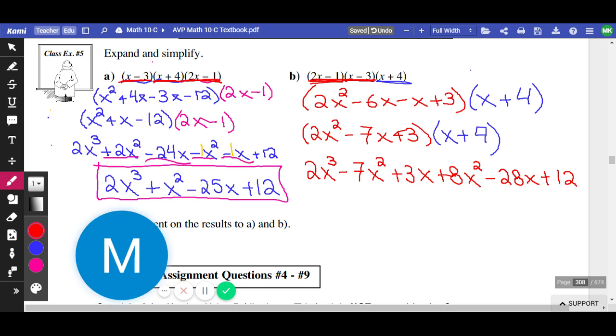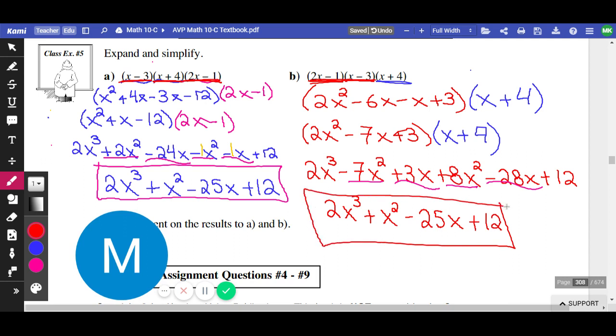However, I do have some like terms here. Right? I have x squareds that need to go together, and I have x's that need to go together. When I combine those, I get 2x cubed still. I get plus 1x squared. I get minus 25x. And I get plus 12. Now if you compare your answer to the first answer, you'll notice that they're the exact same thing.